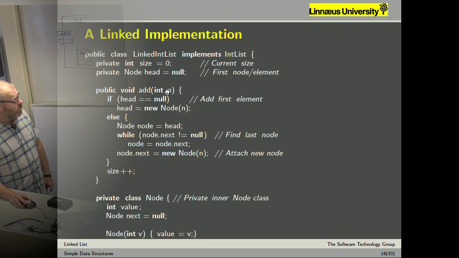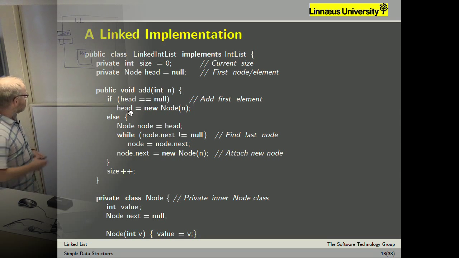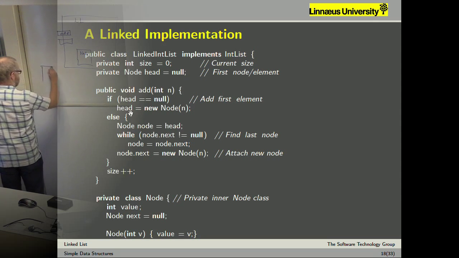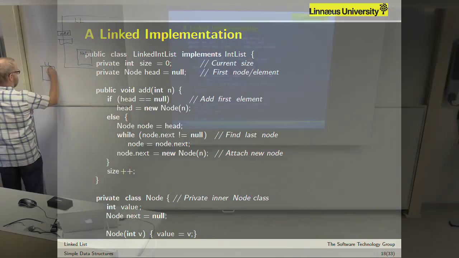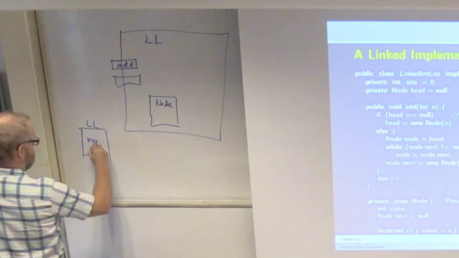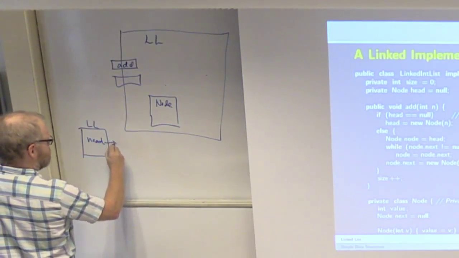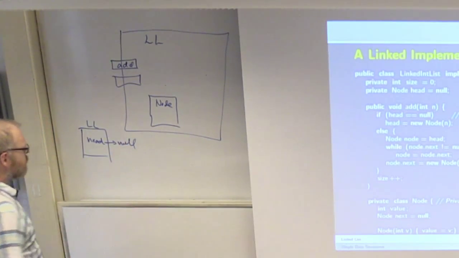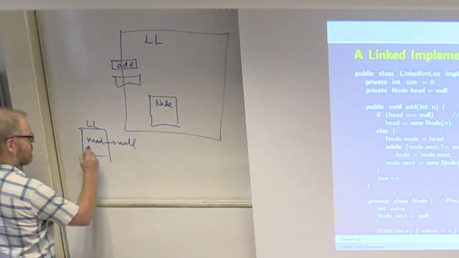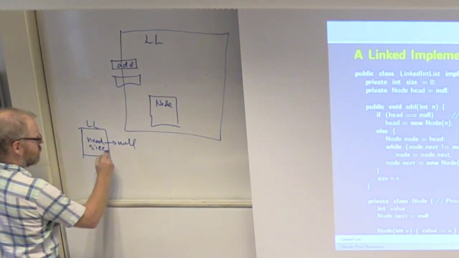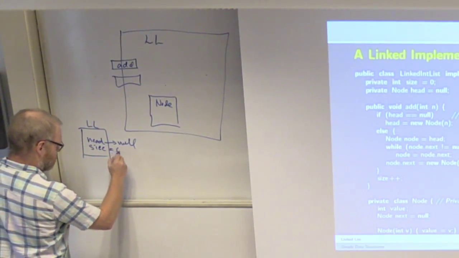When we are adding a new integer, we start by checking if the head is null. Then we have an empty list. In this case, we are just creating a new node and attaching it to the head here. Think of it as a linked list with a head. Initially, this one is null. This is the starting point, and size is zero also.